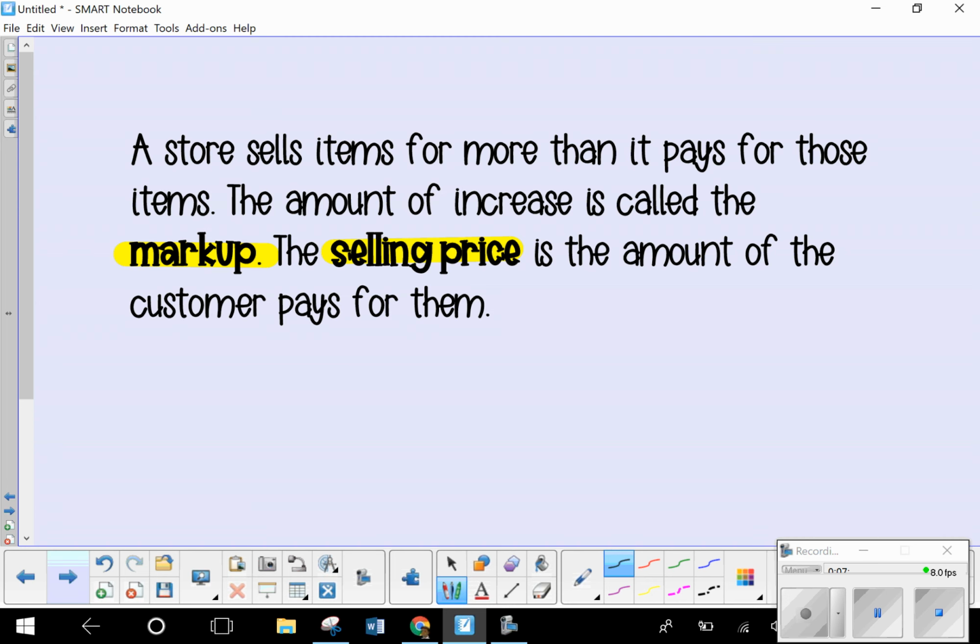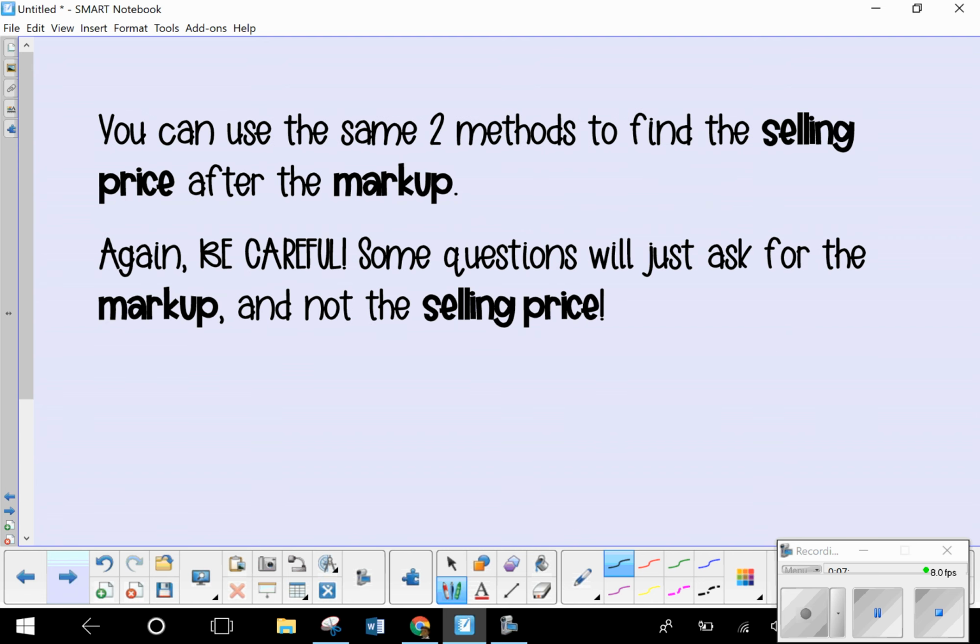Lastly, a store sells items for more than it pays for those items. The amount of increase is called the markup. The selling price is the amount the customer pays for them. Again, you can use the same two methods to find the selling price after the markup. The markup is the additional cost. Be careful. Some questions ask just for the markup and not for the selling price, so make sure you read the question.